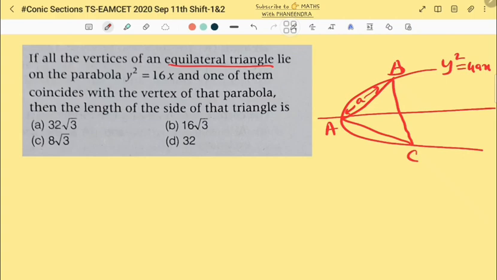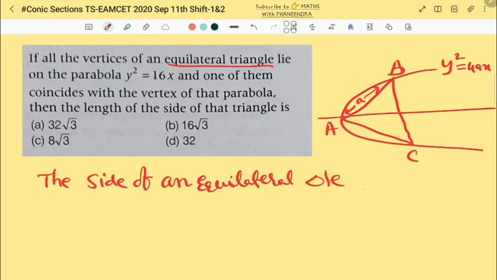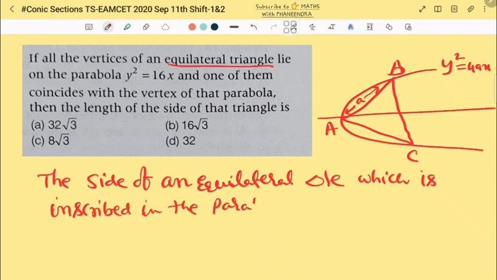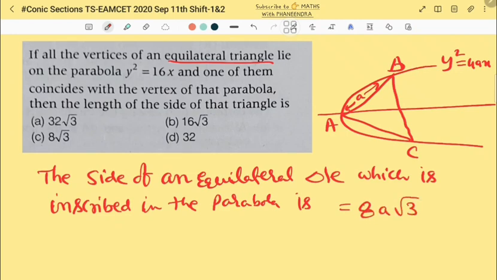Whenever a parabola y square is equal to 4ax is given, they are asking to find the length of the side of an equilateral triangle which is inscribed in the parabola. It is 8a root 3. What is a here?